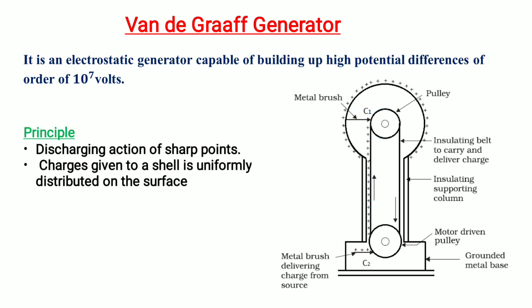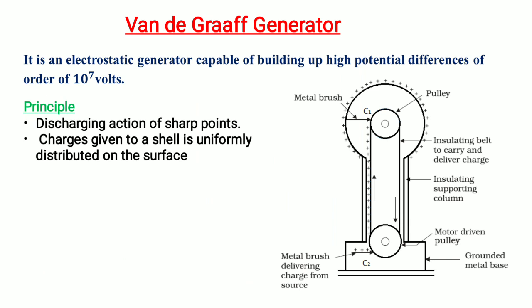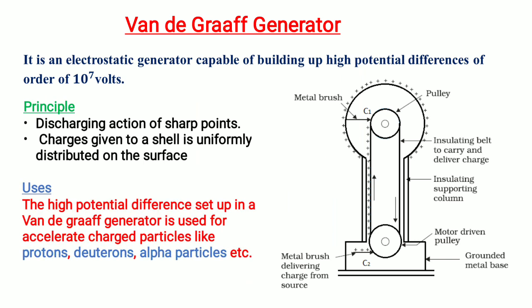It works on the principle of discharging action of sharp points. That is why we are using that brush. Brush bristles are always giving the charge to and accepting the charge from the belt. Then the charge given to a shell is uniformly distributed on the surface. That is the top part we discussed. And it is used for accelerating, meaning increasing energy, of particles such as proton, deuteron, alpha particle for experimental purposes, which we will discuss later. So I hope you are clear. This is the Van de Graaff generator.